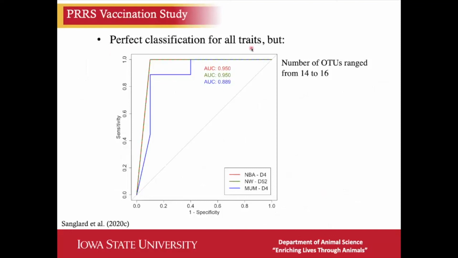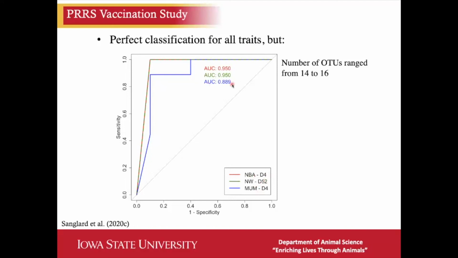We were perfectly able to classify the animal as being high or low performance for number born alive, total born, number born dead, and so forth. Perfect classification for all but these ones here: number born alive, when we use only data from the first day of collection, or number weaned from the second day of collection. Classification was not perfect, but the accuracies, the lowest one was 89%. May not be perfect, but 89% is damn good.